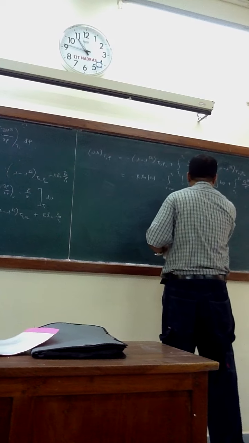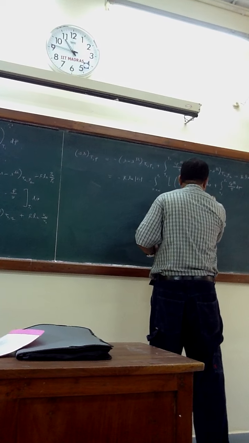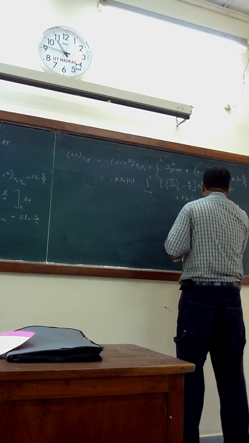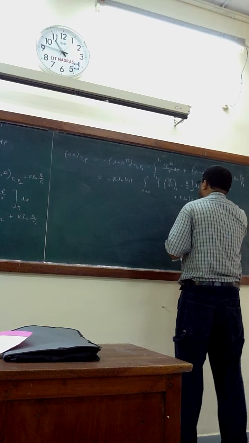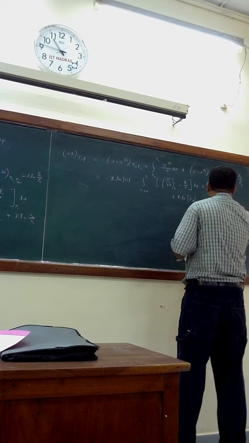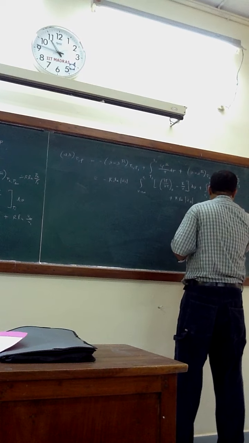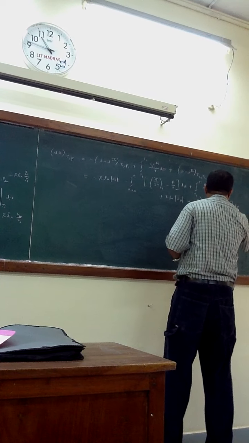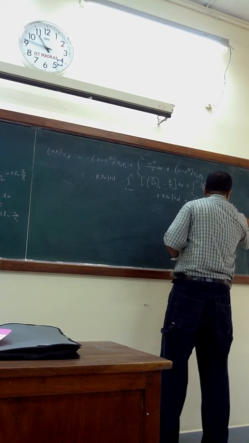R ln mod Z2. Yes, sir. Plus the integral from V tending to infinity to V2 of dou P dou T at V minus R by V dV, minus R ln P2 by P1.